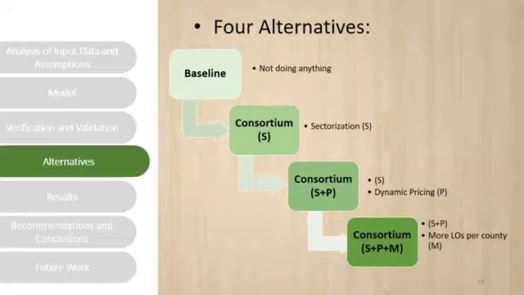The first is not to do anything, which corresponds to the current situation. The other alternatives are framed in the consortium. The first is sectorization. Second, we propose sectorization plus dynamic pricing. And finally, sectorization plus dynamic pricing plus more than one logging operation per county. Next, we explain these alternatives in detail.